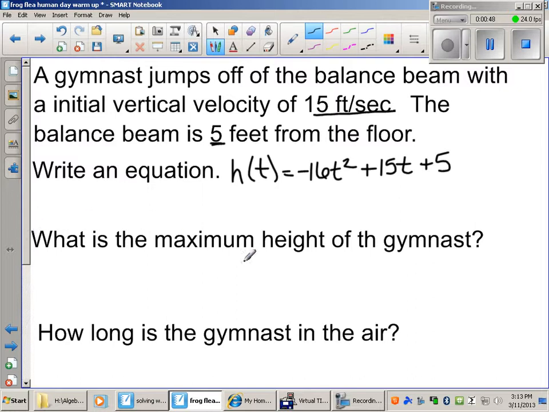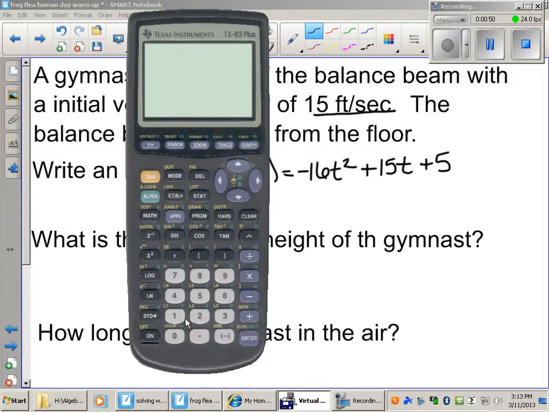To figure that out, we're going to need to use our calculator. So we turn on the calculator. Why is the calculator not turning on? Let's see. Yay, technology. There we go. We would have negative 16x squared plus 15x plus 5. And we're going to graph that.